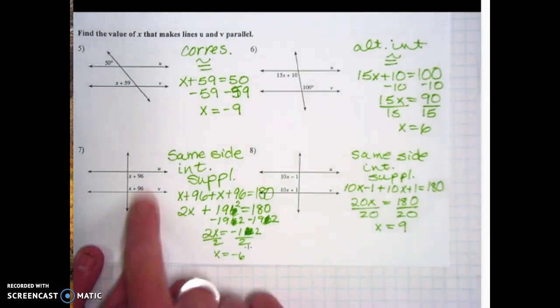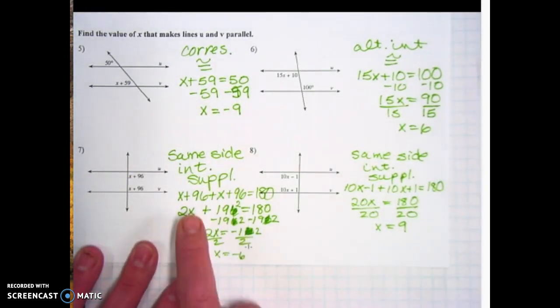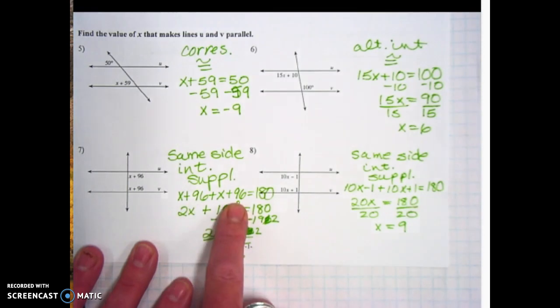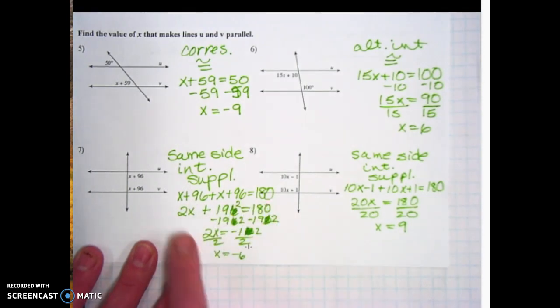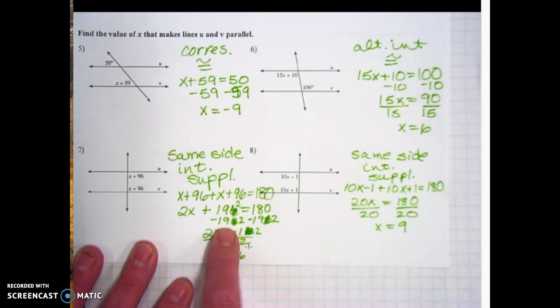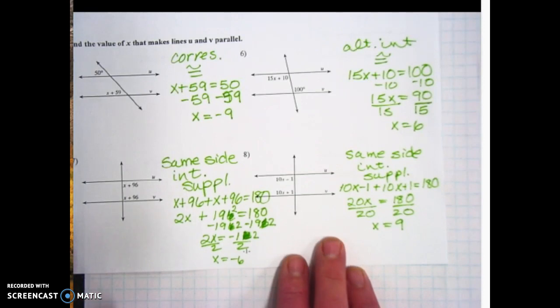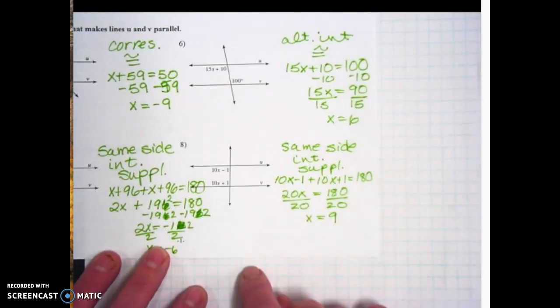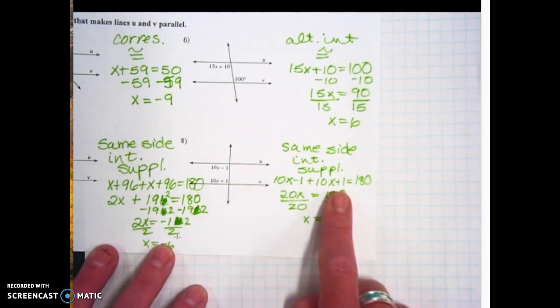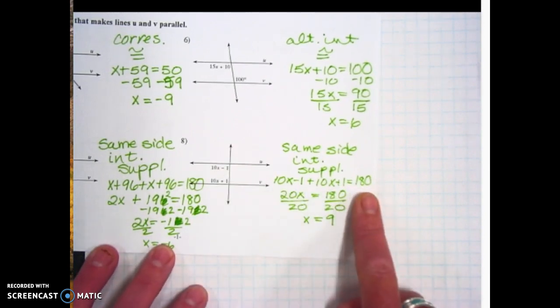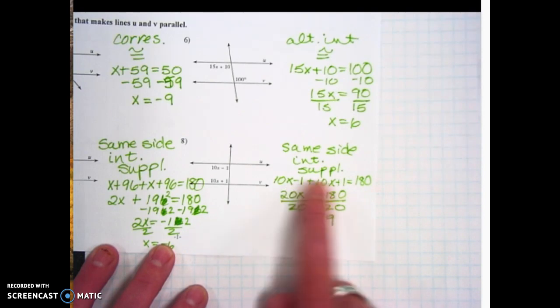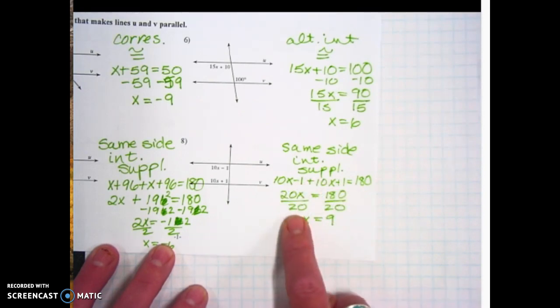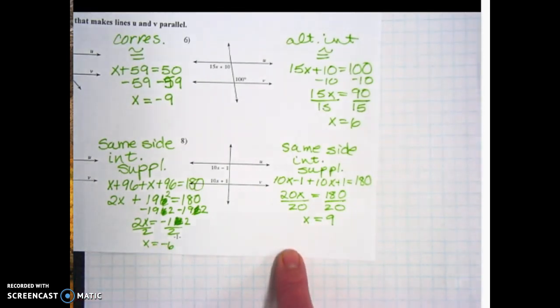For number 7, these two are same side interior, so they should be supplementary. So add the first expression plus the second expression, set it equal to 180. Then you're going to subtract 192 from both sides, divide both sides by 2, and you get x equals -6. Number 8 is also same side interior, which means they should be supplementary. So add the two expressions together, set them equal to 180. Combine your like terms, you get 10x. These go to 0. Divide both sides, 20x. Divide both sides by 20, and you get x equals 9.